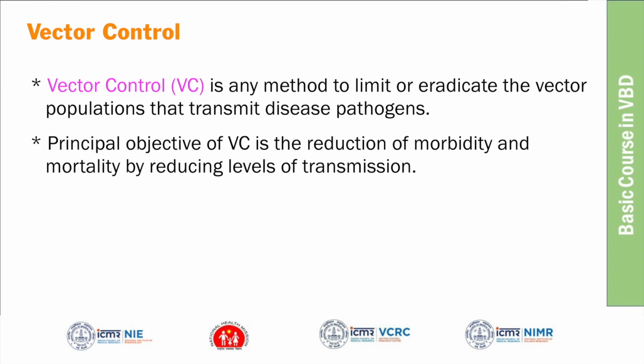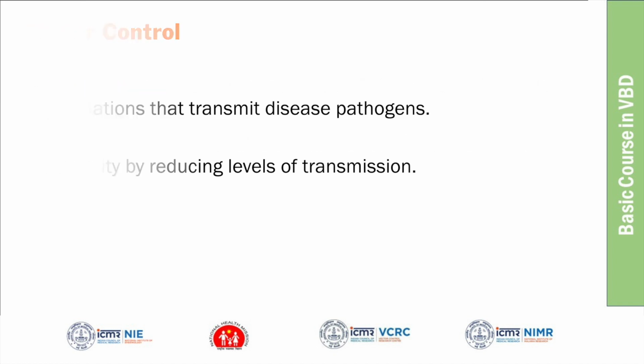So what is the definition of vector control? Vector control is any method used to limit or eradicate the vector population that transmits the disease pathogen. What is the ultimate objective of vector control? It is the reduction of morbidity and mortality by reducing the levels of transmission.